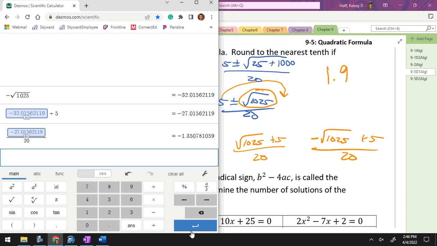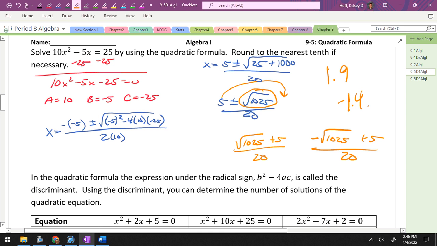Negative 1.4. I will tell you, the common mistake is that people just say, oh, 1.9 and negative 1.9, right? It is not that case. If our vertex was always at 0, sure. But we all know our vertex isn't at 0, and it's got to be equidistant away.